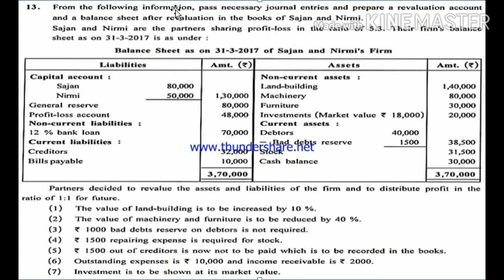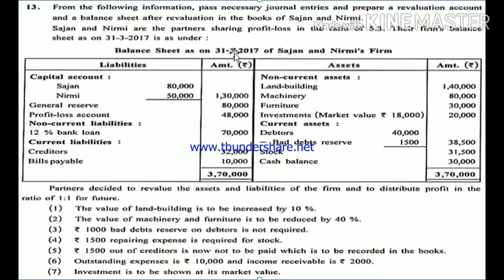From the following information, pass necessary journal entries and prepare revaluation account and balance sheet after revaluation in the books of Sajan and Nirmi. There are two partners, Sajan and Nirmi, and we have to pass necessary journal entries, prepare revaluation account and balance sheet after revaluation. They are sharing profit and loss in the ratio of 5:3.